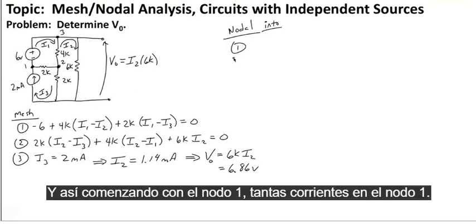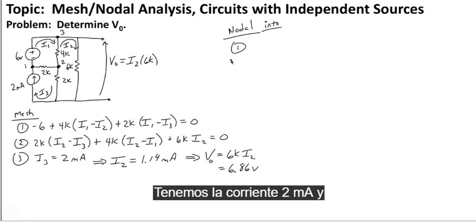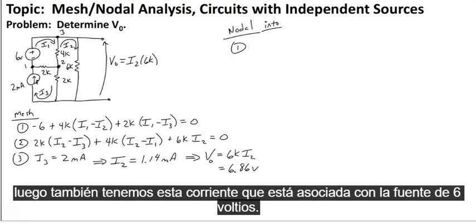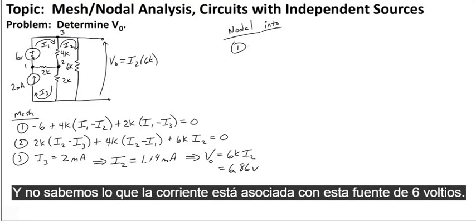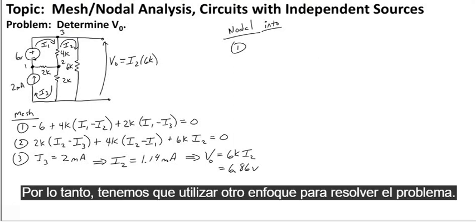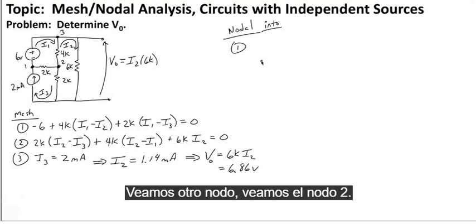And so starting with node 1, summing the currents into node 1, we have the current 2 milliamps, and then we also have this current which is associated with a 6-volt source. And we don't know what the current is associated with this 6-volt source. So we have to use another approach to solve the problem. Let's look at another node. Let's look at node 2.